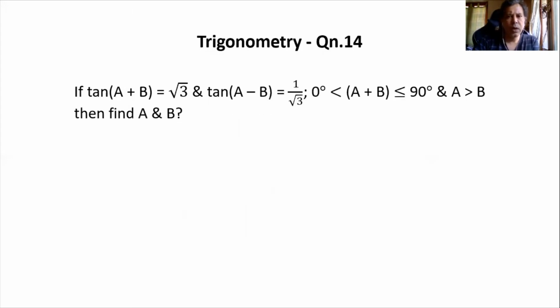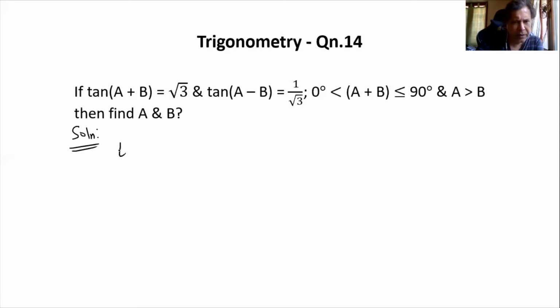Let us move on to the next one. It is given tan of A plus B is square root of 3, and tan A minus B is given as 1 by root 3, where it is given that A plus B lies between 0 and 90, 90 included, and angle A is greater than angle B. We are supposed to find what is angle A and what is angle B.